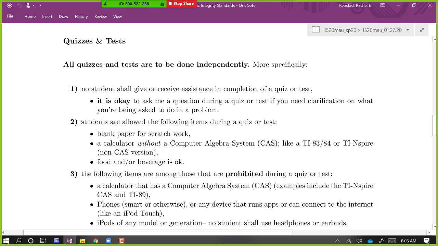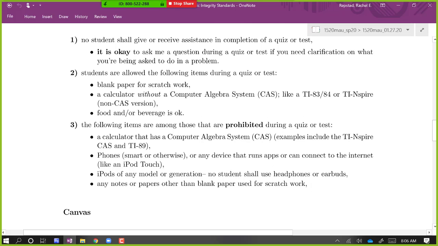Quizzes and tests are done independently. Sometimes I have assigned a take-home quiz, and those have the same rules as any other take-home assignment, but the in-class assessments are done independently. It's okay to ask questions if you need clarification. If you're not sure what you're being asked to do, or you're not sure what information's given, you can ask those types of questions. As I mentioned before, you can use a calculator that doesn't have a computer algebra system. You can't use a phone or an iPod or anything that can run apps or connect to the internet. You can't use your notes on in-class assessments.